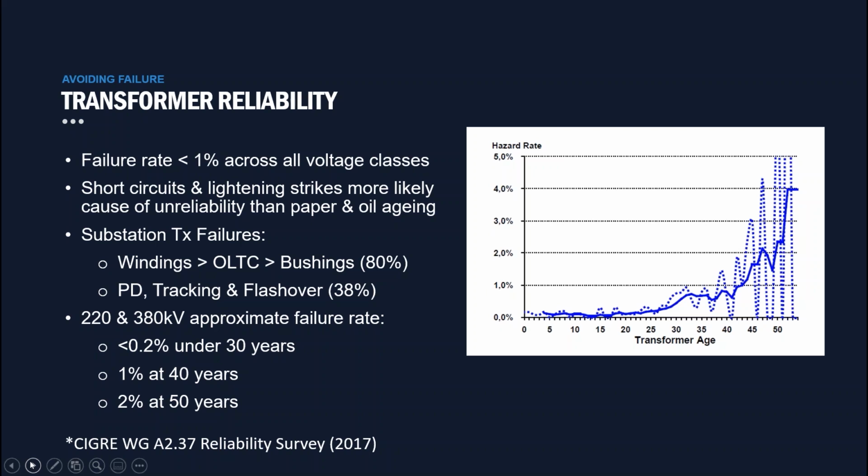And one of the surveys also looked at the failure rate in 220 kV and 380 kV transformers. They saw a clear link between increasing age and the failure rate of the transformer. And one of the references for one of the surveys is down below.